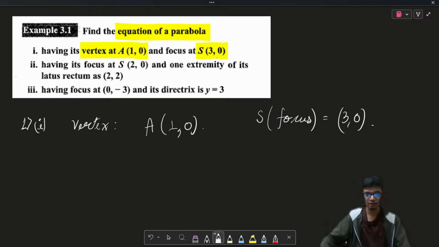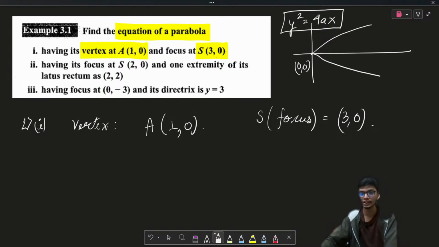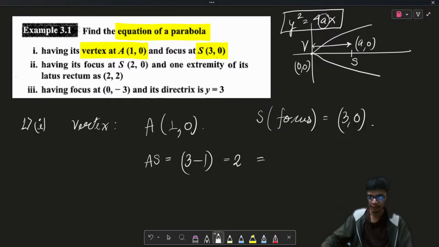If you recall, in a standard equation of a parabola like y square is equal to 4ax, which we discussed in our last class, the vertex is at the origin 0, 0 and the focus is at point a, 0. That means the parameter a is the distance between the focus and the vertex. So if I find the distance of A and S, it is simply 3 minus 1, and that value is equal to a.